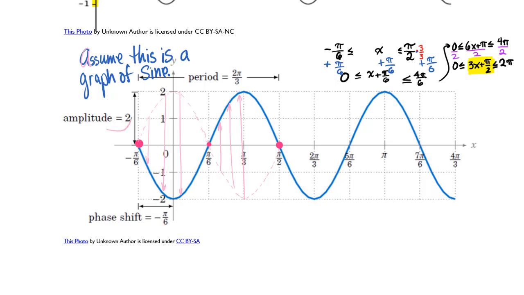So we know the amplitude is 2. We know it has been flipped vertically. So a negative function.